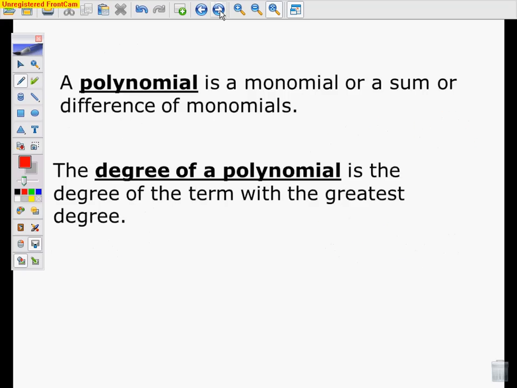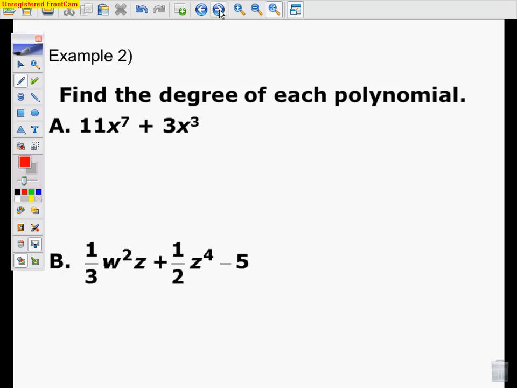Okay? Now, a polynomial is a monomial or a sum or difference of monomials. All right, we're going to take more than one monomial and put it together. That's a polynomial. The degree of a polynomial is the degree of the term with the greatest degree. So, for example, this one says find the degree of each polynomial. So here's our polynomial here. This whole thing is a polynomial. Okay, it's a polynomial with two terms.